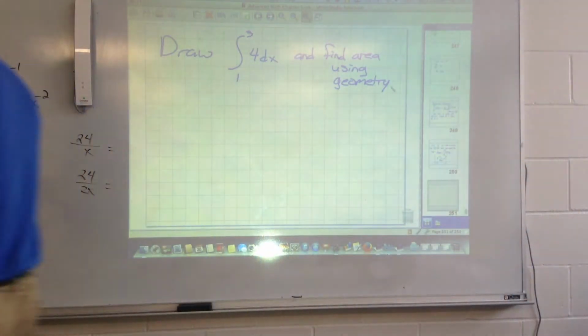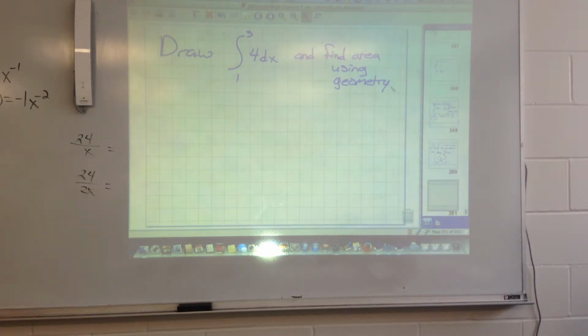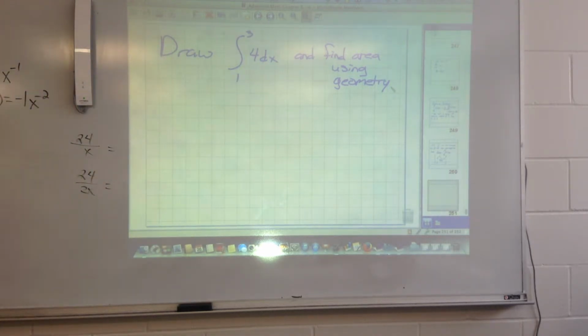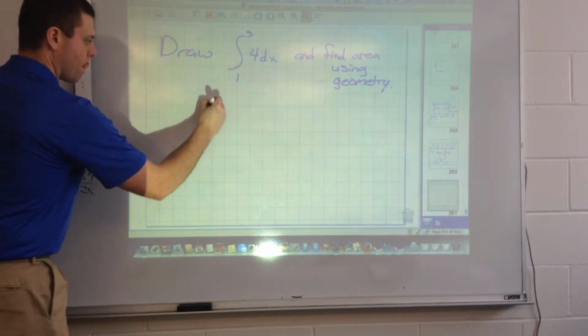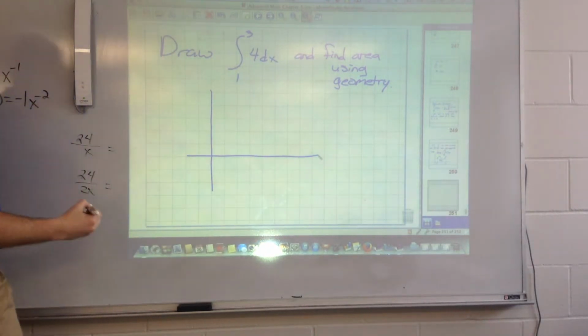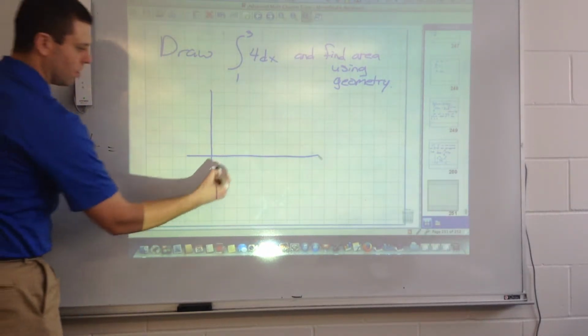Alright. So, here's what I'm asking you to do when you see a problem like this. It says draw the definite integral from 1 to 3 of 4 dx. 4 is your function. Y equals 4 is a horizontal line at 4. So really I'm asking you to draw the function y equals 4 and find the area under the curve from 1 to 3. So that would just be 2 times 4, right? But the drawing has to happen as well. So I know that you know what we're talking about here.